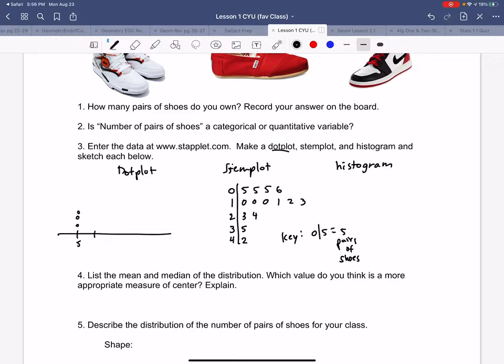5, 10, 15, 20, 25, 30, 35, 40. Again, I made up some numbers and I'm doing this quickly. You likely have data from class unless you were absent. So I had 3 5s, 1 6, 3 10s, an 11, a 12, a 13, a 23, a 24, a 35, and a 42. Okay, that's my dot plot.